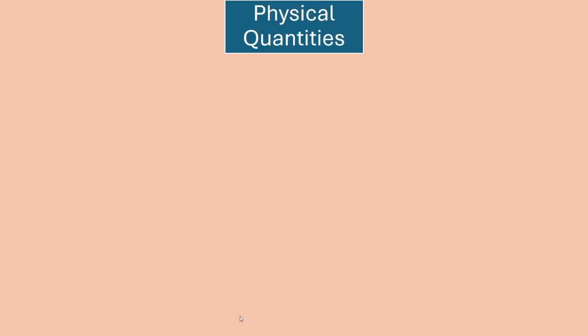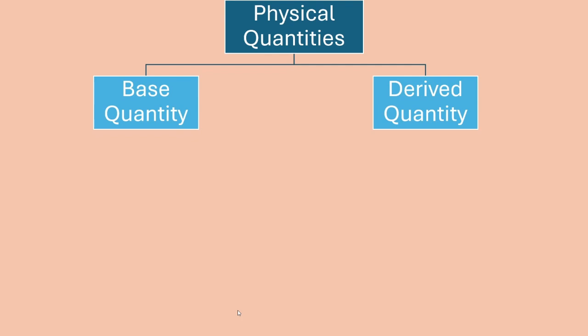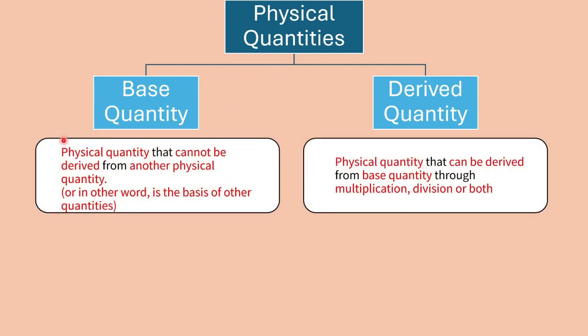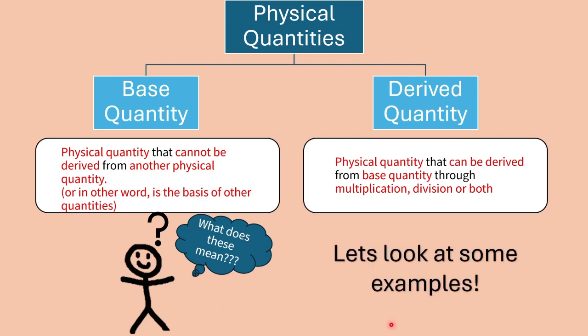Right, let's continue. There are actually two types of physical quantities, which are base quantity and derived quantity. Base quantities are physical quantities that cannot be derived from another physical quantity, or in other words, are the basis of other quantities, whereas a derived quantity is a physical quantity that can be derived from base quantities through multiplication, division, or both. Now, you may be wondering, what does this mean? What does this derived mean? Or what do you mean by basis? Well, let's look at some examples.